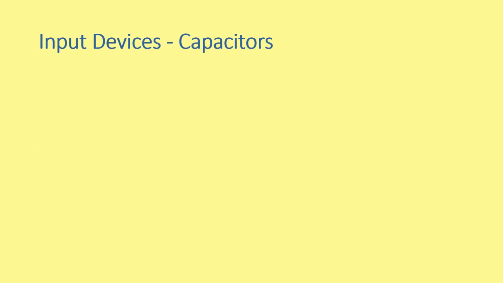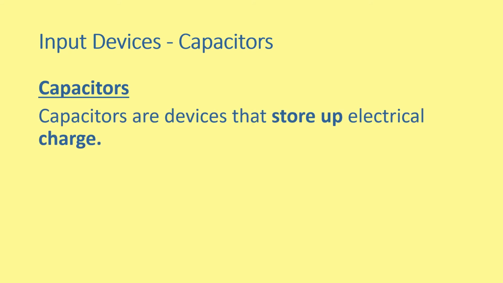Another input device that you may not have come across before is the capacitor. A capacitor is a device that's used to store up electrical charge. And those of you moving on to Higher, we look into capacitors in much greater detail. For National 5, you must be able to state what the purpose of a capacitor is, and you may be required in a problem-solving situation to explain situations where you should be using a capacitor.